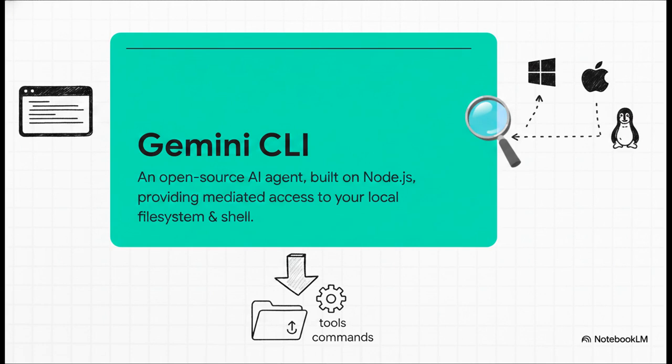So what is this thing architecturally? It's an open source agent built on Node.js, so it runs pretty much everywhere. But the most important phrase here is mediated access. A web UI is sandboxed, totally isolated from your machine. The Gemini CLI is different. You are giving it explicit, controlled permission to interact with your local environment, to read your files, to run shell commands, to use your tools. It's a true co-pilot, hands-on, right in your workspace.